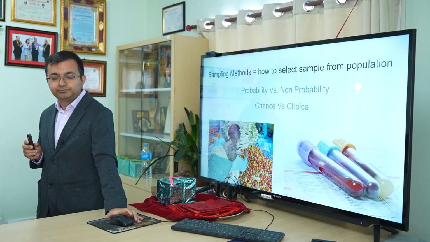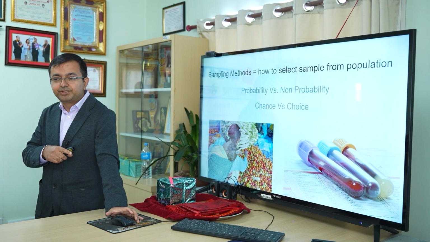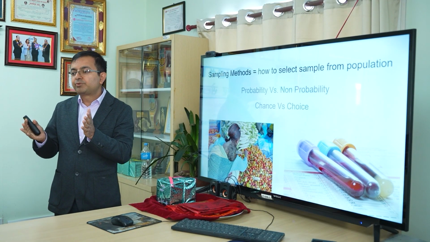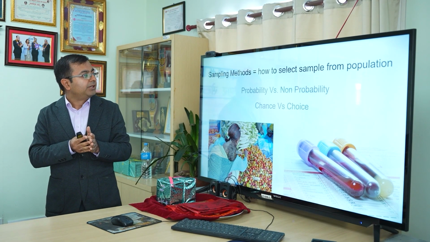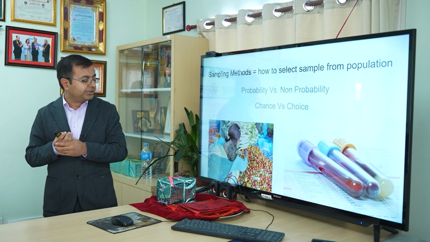Any standard percentage, like what percentage do we need to take as a sample? I am coming to that. She asked what percentage should be taken for sampling. That is called the sampling method. It is how to select the sample from the population.